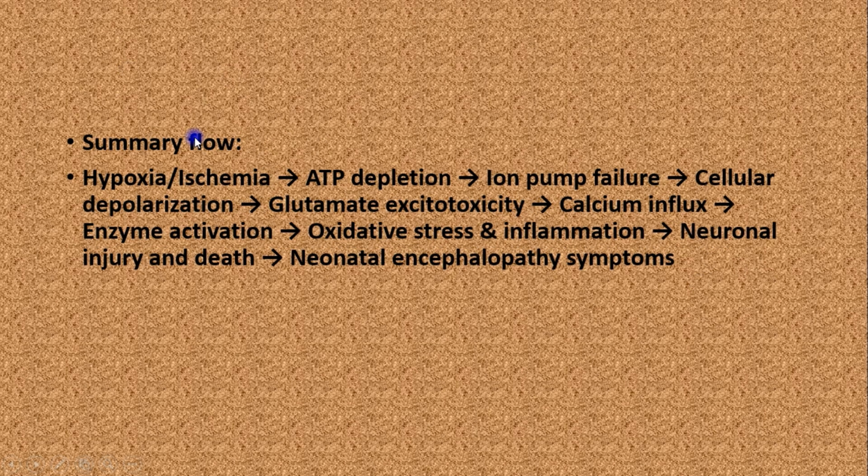In summary, the pathophysiology of neonatal encephalopathy begins with hypoxia and/or ischemia, which results in ATP depletion, resulting in ion pump failure, which will further cause cellular depolarization, resulting in glutamate excitotoxicity, which will cause calcium influx. Calcium influx will result in enzyme activation. Enzyme activation will cause oxidative stress and inflammation.